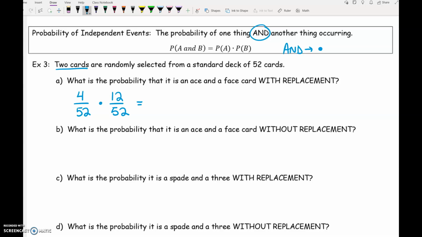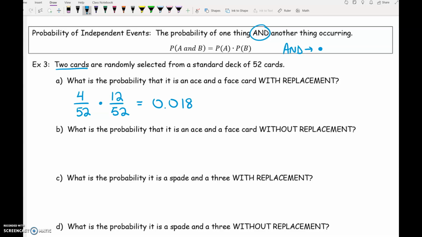When we calculate this, there's several ways that you can do this. Honestly, your calculators are a lot smarter than we give them credit for. You can do 4 divided by 52 times 12 divided by 52. You should get the decimal 0.0177. I'm going to round that to 0.018.